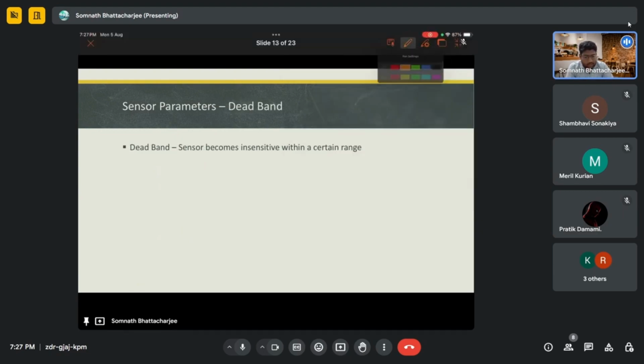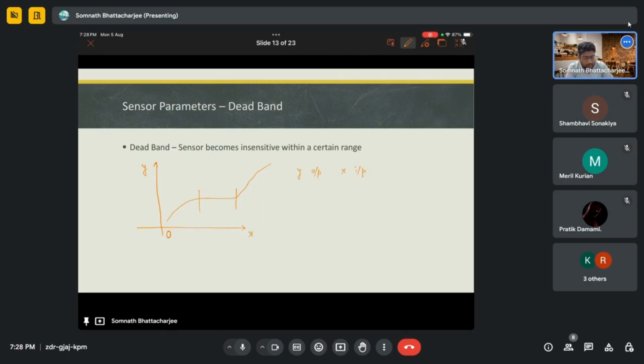Now the next topic is deadband. A sensor becomes insensitive within a certain range. It can be within the working region itself, or it can be outside the working region as well. So if a sensor is performing like this, while going towards this, it becomes saturated for a certain amount of time, then again it starts working. Let's say this is x and this is y. Y is our output value, while x is the input value.